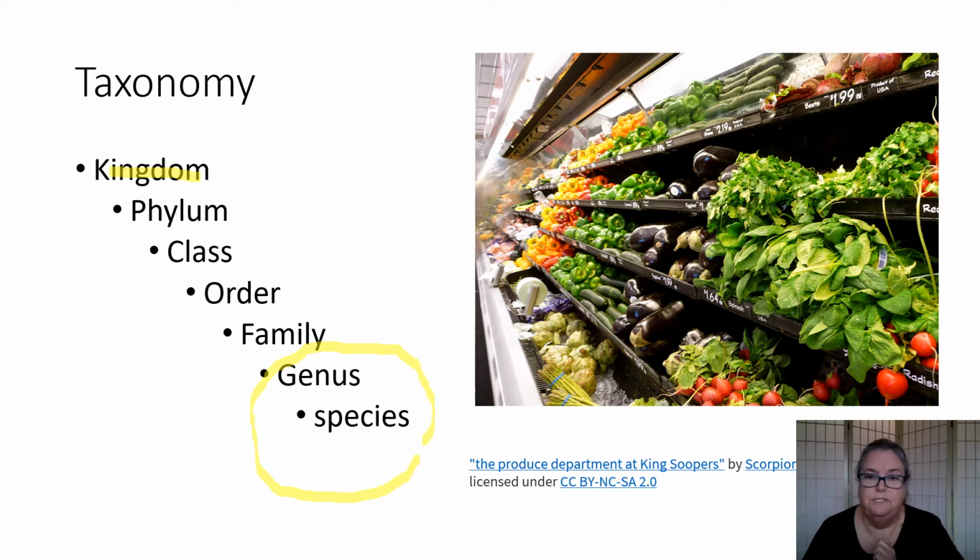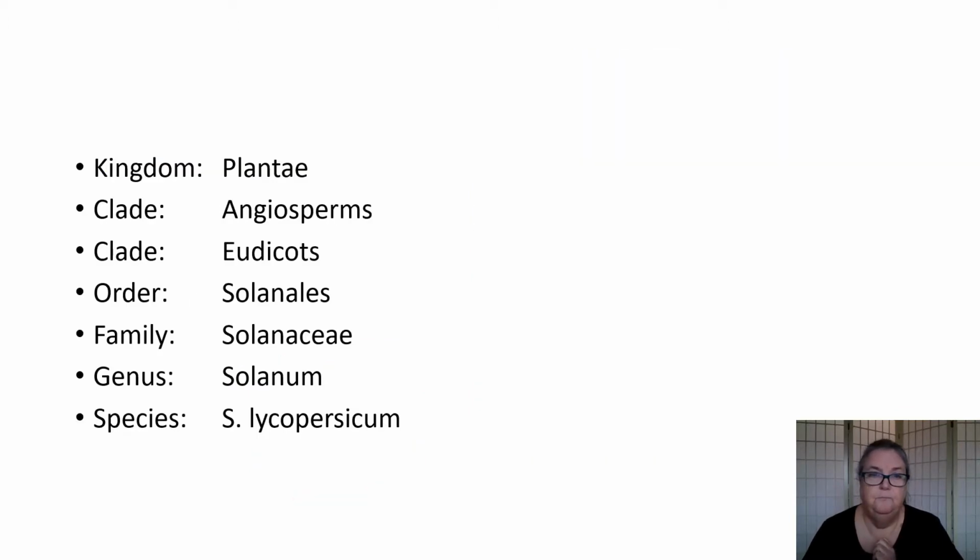Today we're going to focus on genus and species. Here we are. Solanum is the genus. Solanum lycopersicum is the species. Anybody know what this is? It's a plant. It's an angiosperm, so that means it's a flowering plant. It's a eudicot. Mostly we call those dicots. That means that when it emerges from the seed, it's got two seed leaves, or cotyledons. Solanales is the order. Family is Solanaceae.